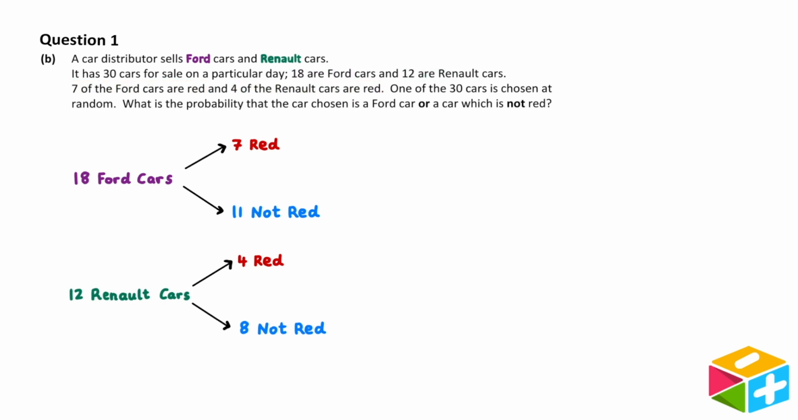We are interested in the probability of a Ford car or a car which is not red. As long as our car satisfies one of these properties, then we're happy. If it satisfies both, then all the better. We had 7 Ford cars which are red. Since these are Ford, we'll want to include them.